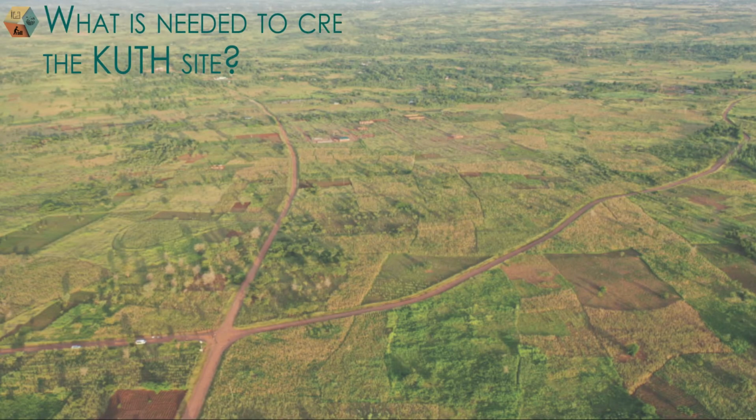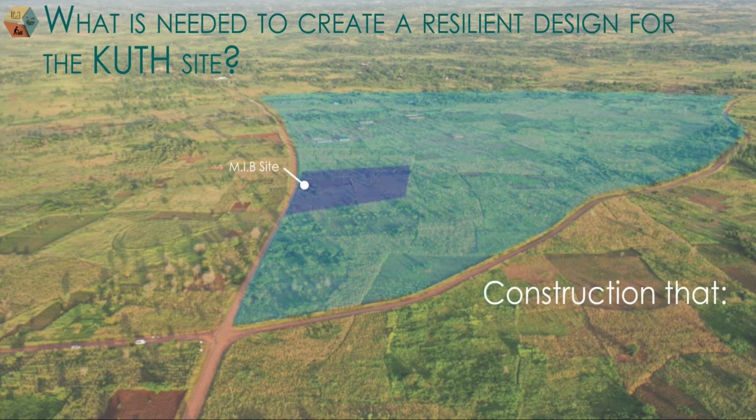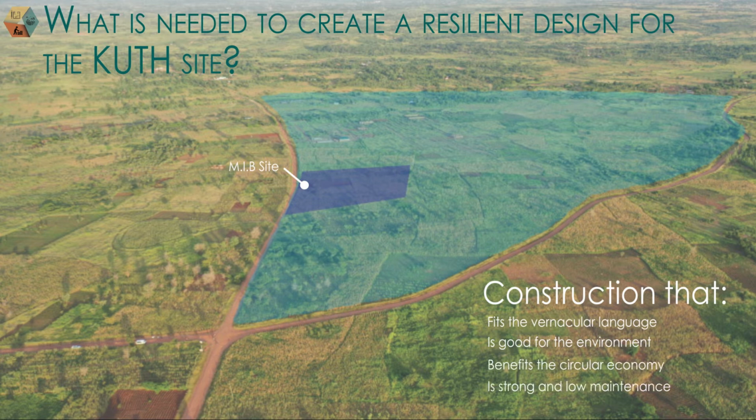Now that resilience has been defined, what is needed to achieve a resilient design for a site in Malawi? Construction materials that fit the local vernacular and have low environmental impact when producing the materials, benefits local economy as much as possible, and can withstand the tropical climate and requires little to no maintenance upon construction completion. Now, what program elements require different construction methods for this medical campus within Blantyre, Malawi?